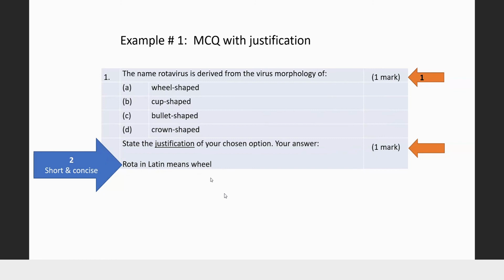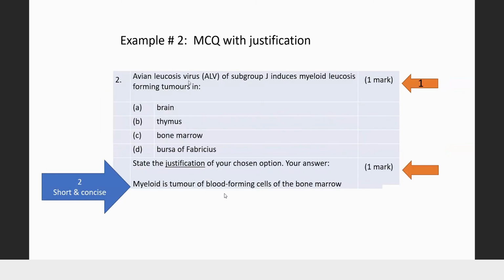Of course, your question next week will be practical based. This is theory. For example, this is a question for the retroviruses. Avian leukosis virus of subgroup J induces myeloid leukocytes forming tumors in... The answer is C, bone marrow. So if you answer C, you get 1 mark. And then I'm going to check whether your justification is correct. I want to make sure that you understand why you choose C. It's not because you just guess. So I will see whether the justification you give is correct.